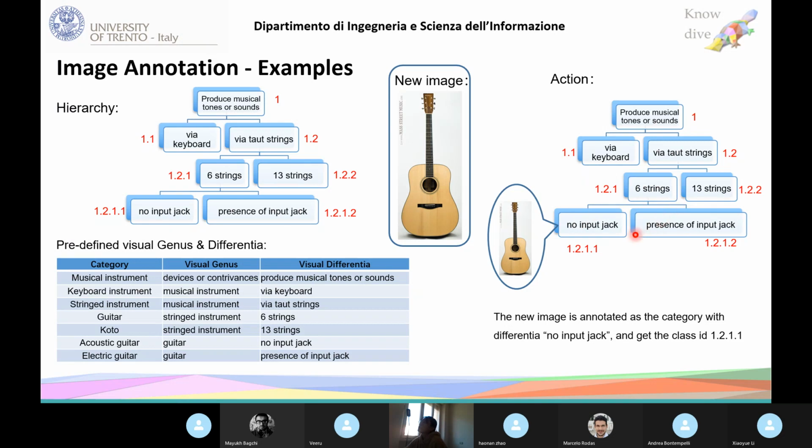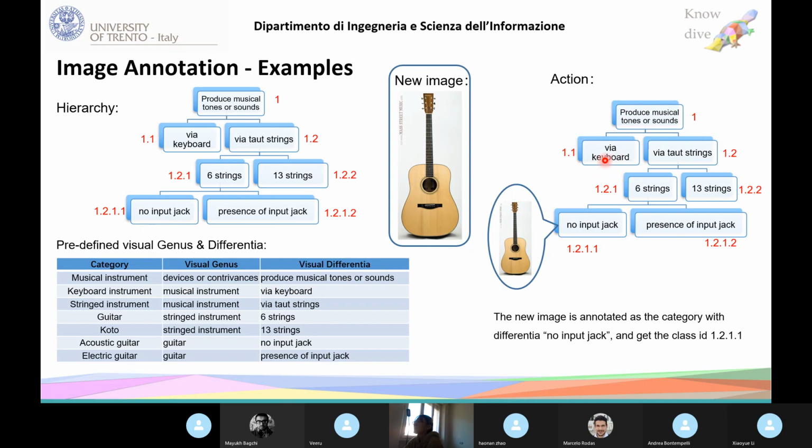And in the horizontal loop, we will continue to compare the image with all objects in this level one by one. And first, we can ask if the new object will also have the genus before.